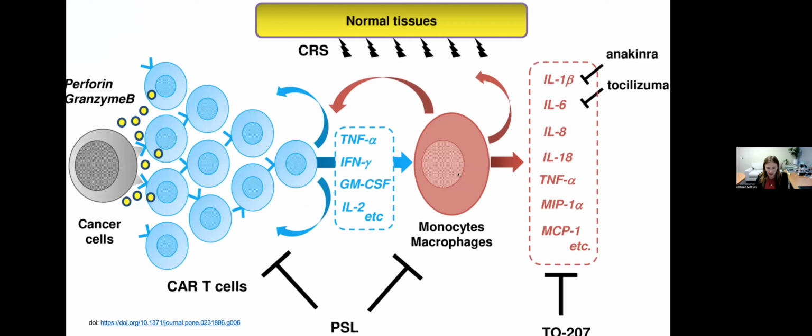So we looked at essentially something similar in the last lecture, but what you have again is your cancer cells and your CAR T cells, and you're developing all of these cytokines and activation of monocytes and macrophages, which just continue to have more inflammation. And so what are we trying to do? Well, you're trying to block IL-1 and block IL-6 so you don't have all that inflammation.